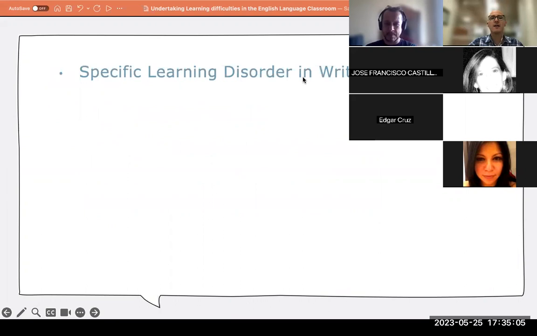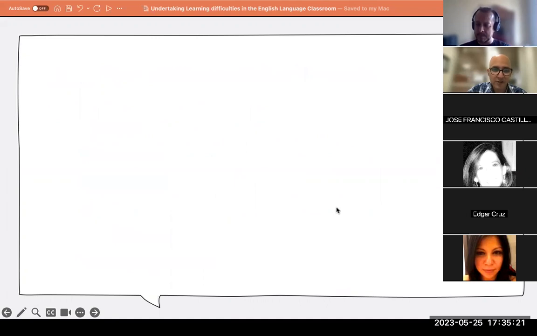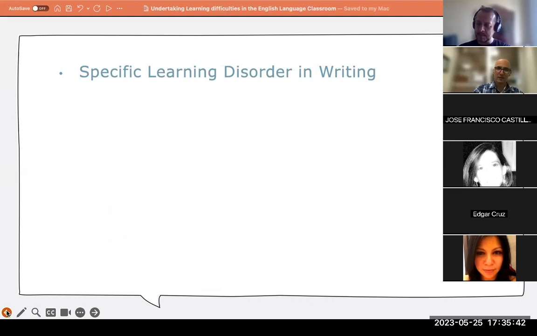The next one that we have is specific learning disorder in writing. And this one basically deals with spelling, punctuation, grammatical accuracy, clarity, organization, written expression. As you can see, guys, this has a lot to do with language teaching. Language teaching is very much a matter of spelling, grammatical accuracy, being clear with your ideas, organizing your ideas, the skill of writing, right? I'm going to go back to the previous slide real quick.